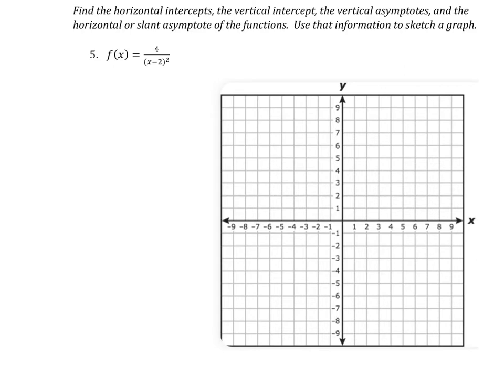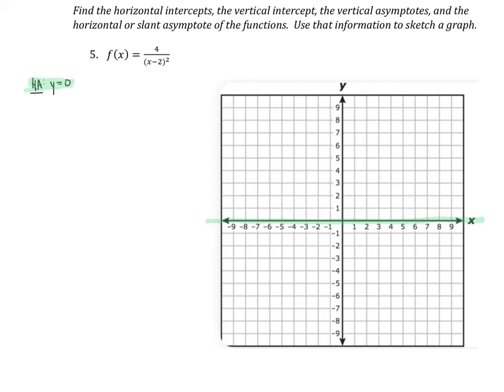So first, let's find if it has a horizontal or slant asymptote. So when I'm looking for that, the degree of the top is 0, the degree of the bottom is 2, so it means I'm going to have a horizontal asymptote. And since the degree of the top is smaller, it's automatically y equals 0. So I'm going to go ahead and draw in green. That's going to be my horizontal asymptote. Okay, so that's in green.